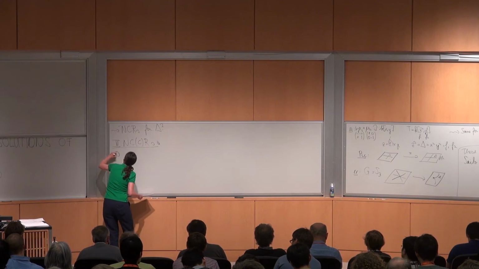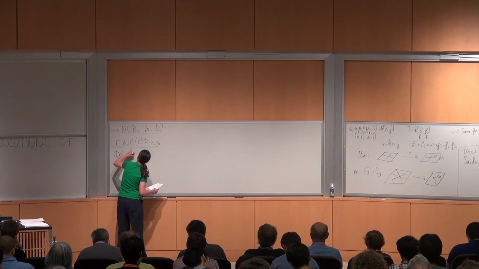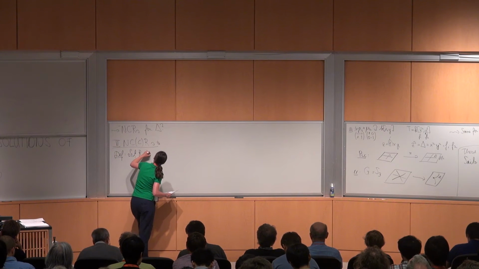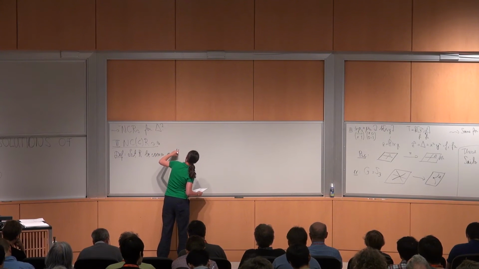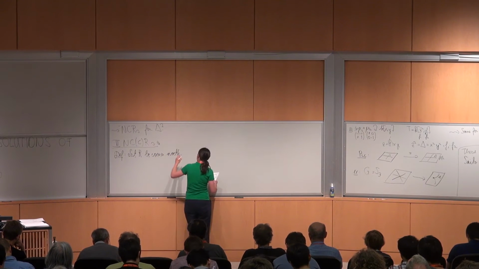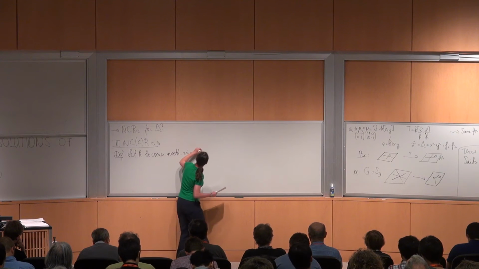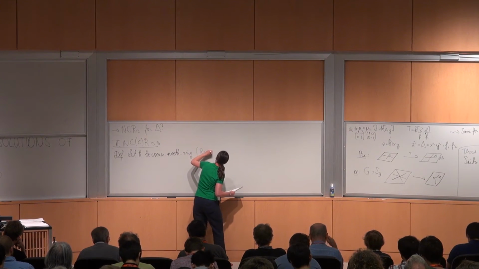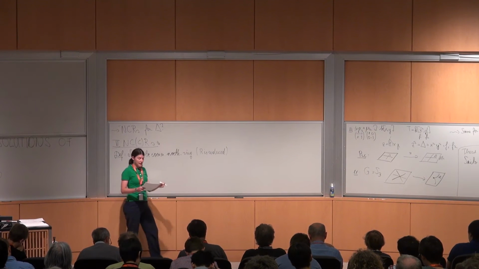But let's give the definition. So we have R, a commutative Noetherian ring, and we'll tacitly assume here that R is reduced. You can do the definition without that assumption, but then it gets more complicated.